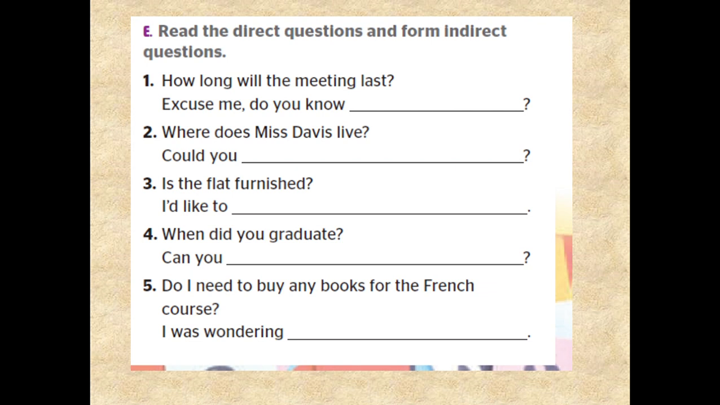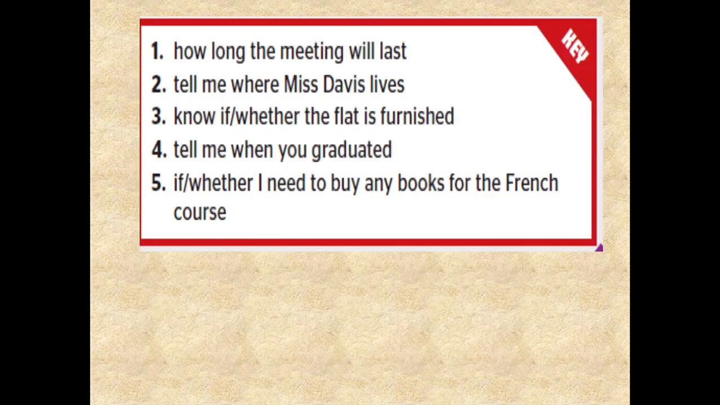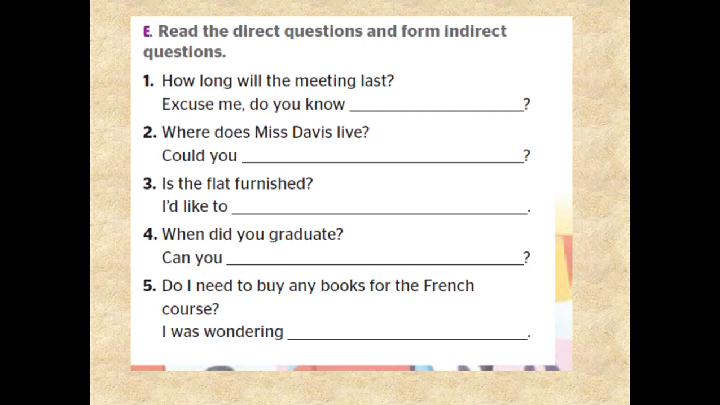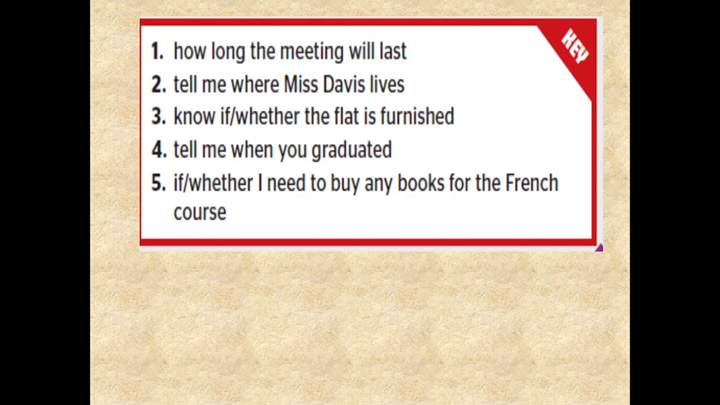I want to remind you something. You will get rid of the question form before making it indirect. For example, how long will the meeting last? Excuse me, do you know how long the meeting will last? Number 2. Where does Miss Davis live? The answer, can you tell me where Miss Davis lives?